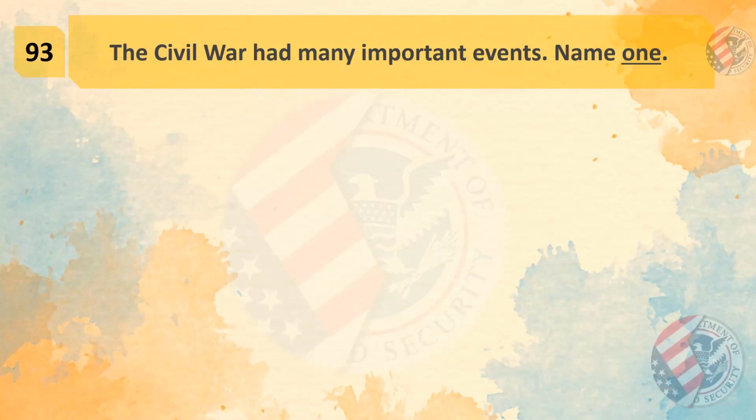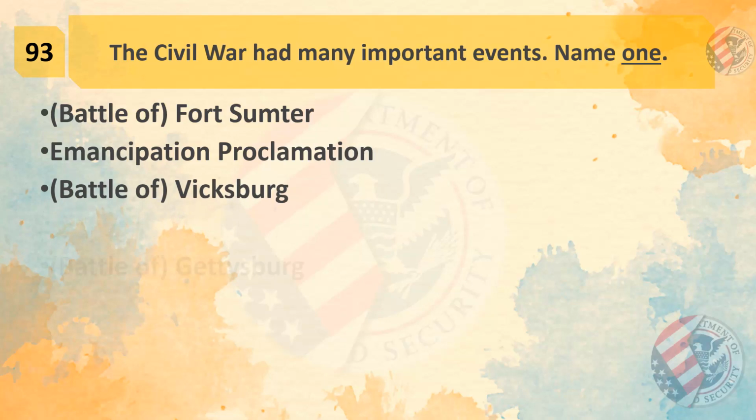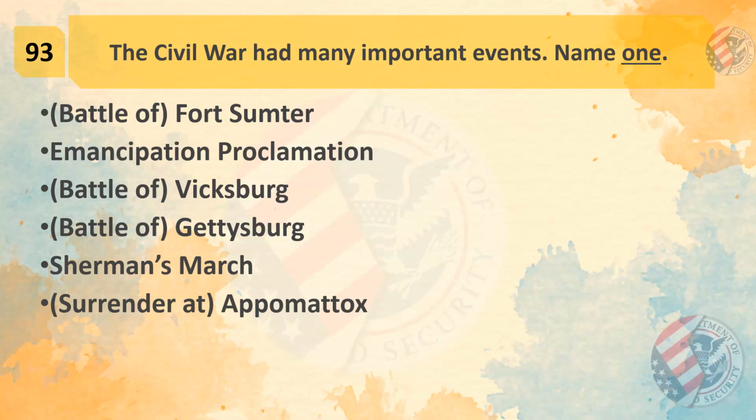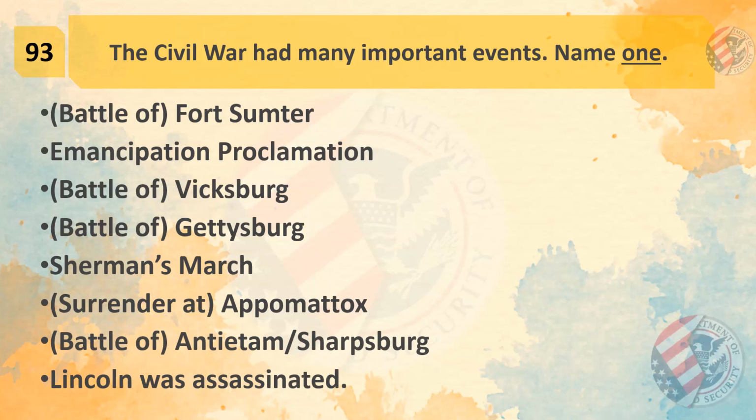The Civil War had many important events. Name one. Battle of Fort Sumter. Emancipation Proclamation. Battle of Vicksburg. Battle of Gettysburg. Sherman's March. Surrender at Appomattox. Battle of Antietam-Sharpsburg. Lincoln was assassinated.